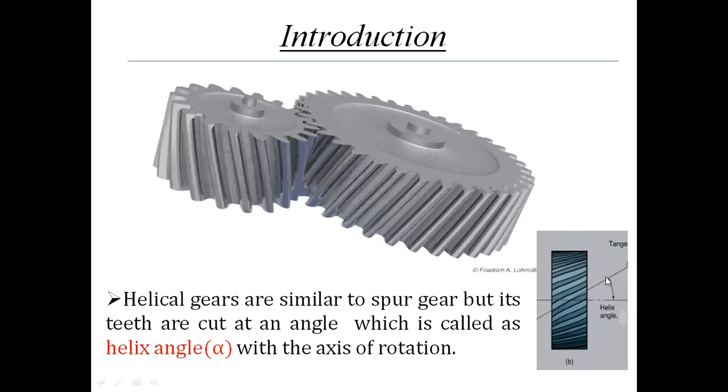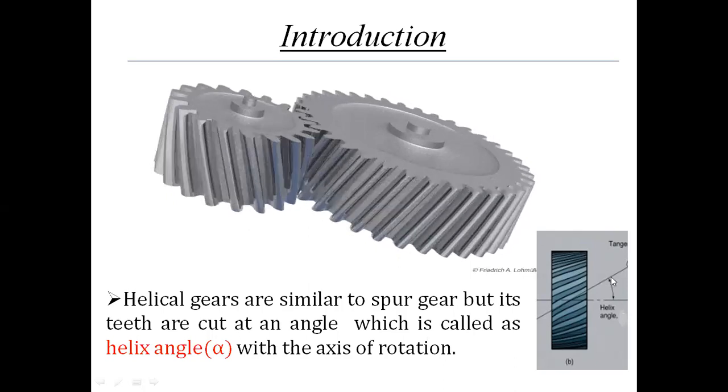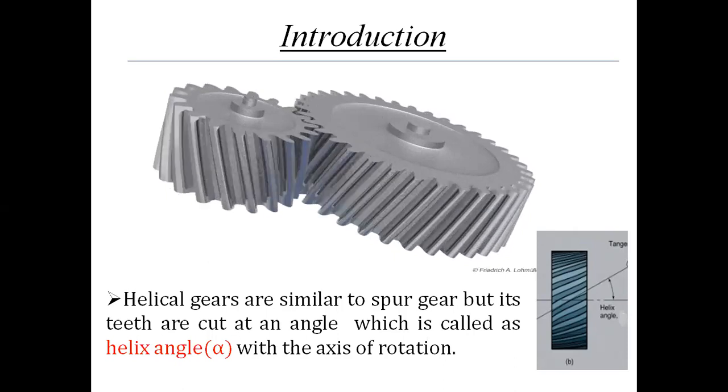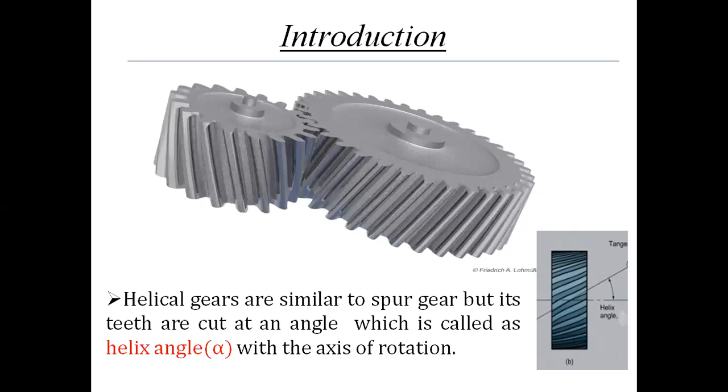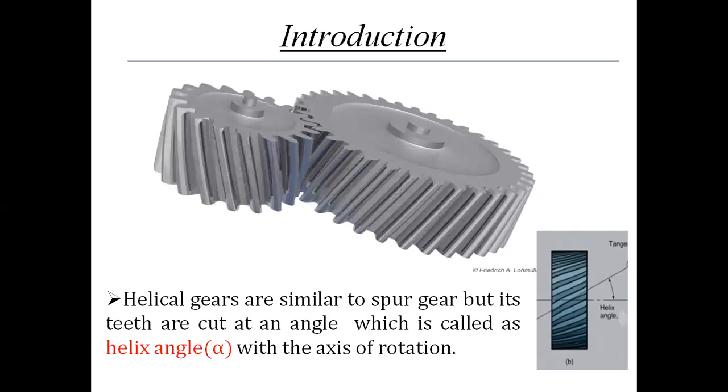The new angle introduced in the helical gear is the helix angle. In the first unit on spur gear we saw one angle, that is phi, and that phi is nothing but the pressure angle. The new angle introduced here is the helix angle alpha.